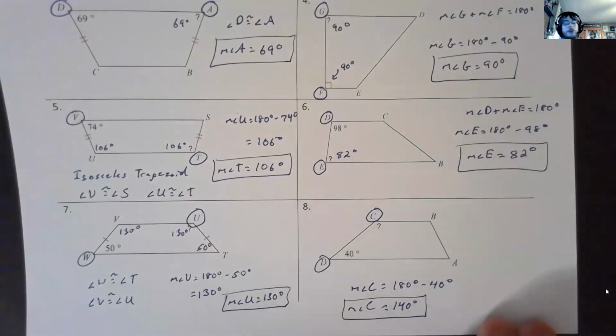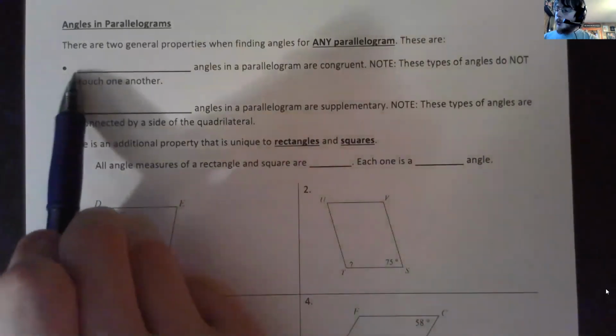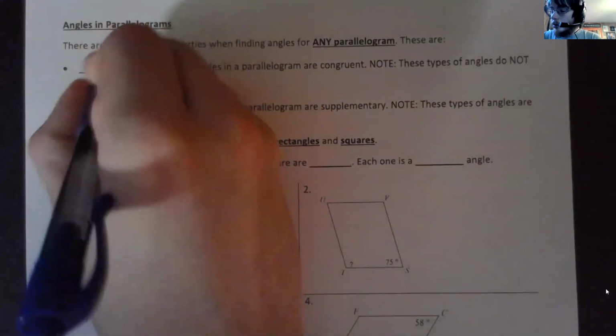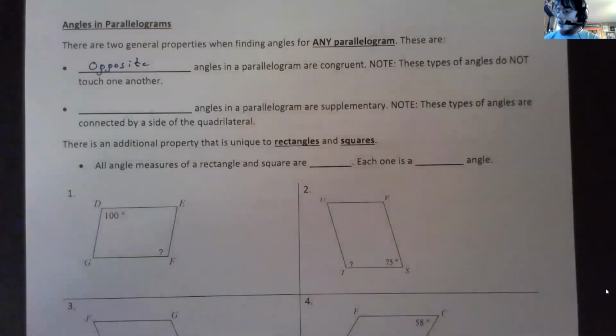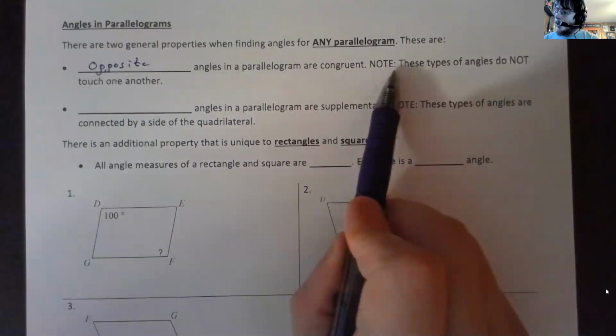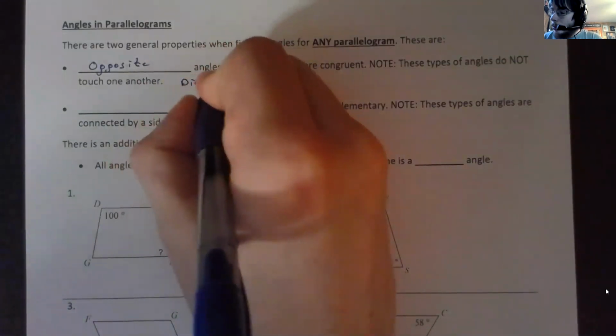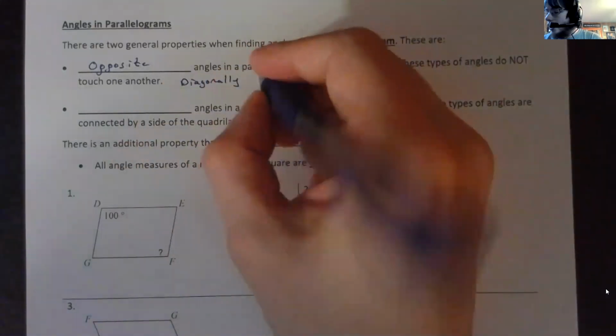Okay. The next thing we're going to cover is the angles in parallelograms. There are 2 general properties that apply for any parallelogram and one that's specific to rectangles and squares. The first general property is that opposite angles in any parallelogram are congruent. Do take note, these types of angles do not touch one another. They are diagonally across from one another, not connected by a side of the quadrilateral.